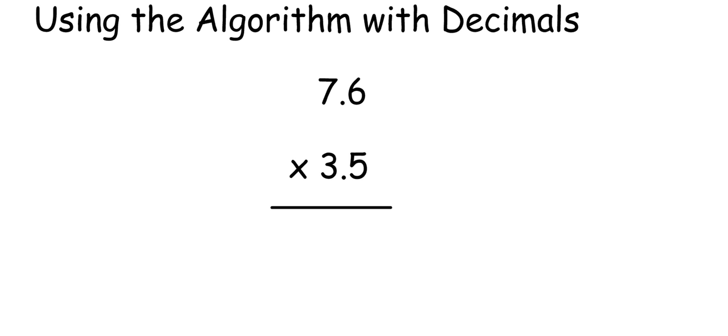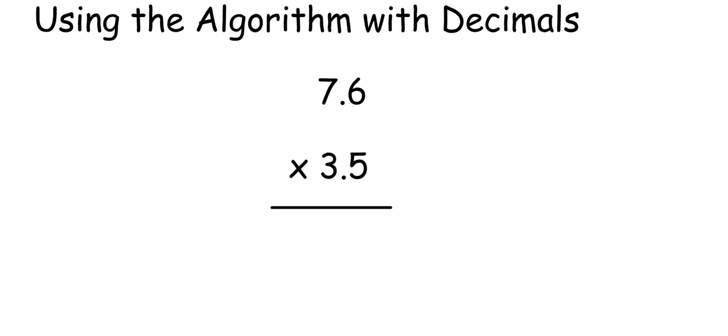We've been looking at different strategies in class for multiplying decimals, and one of the strategies we talked about was how to use the algorithm with decimals and better show our understanding of place values. So here we have two decimals, 7 and 6/10, times 3 1/2, or 3 5/10. So how can we multiply these two decimals together using the standard algorithm, but also showing our place value clearly?